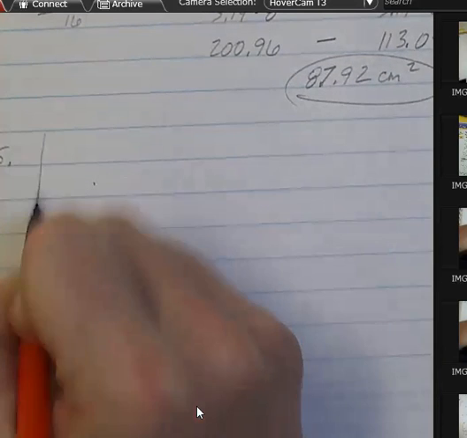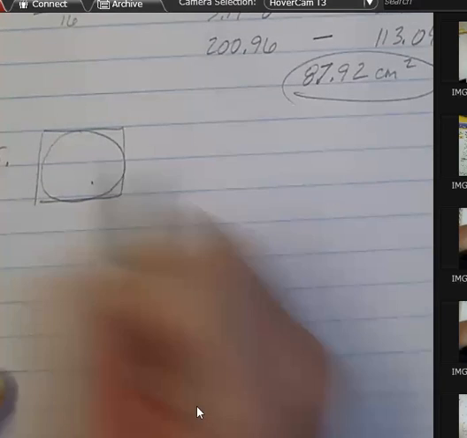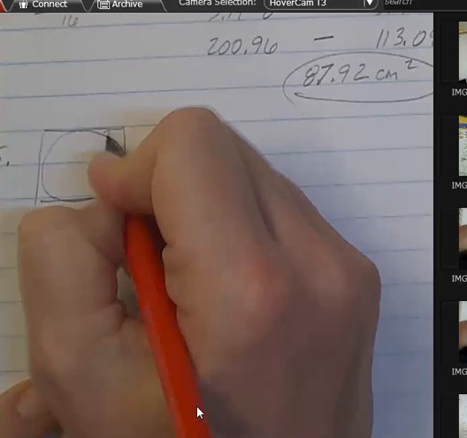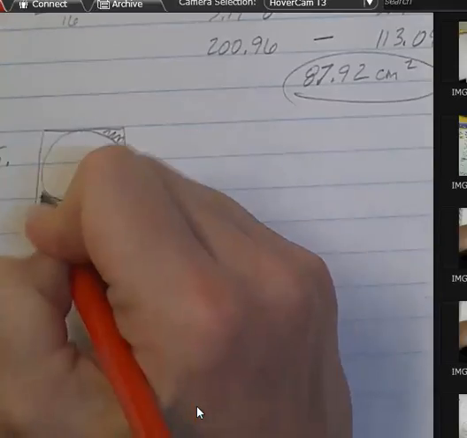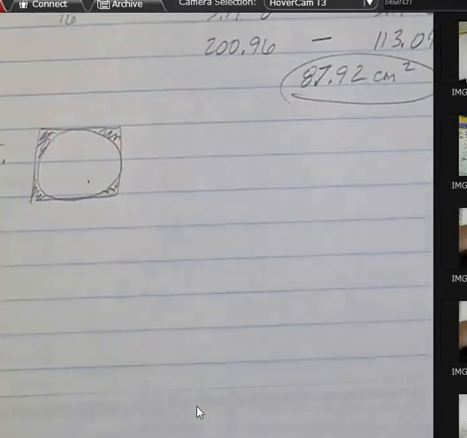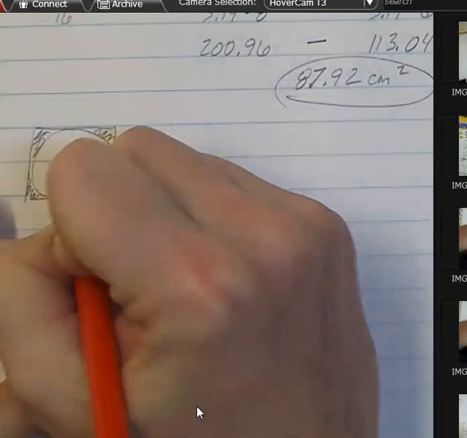Problem 35 has what two shapes? What two shapes do you see? I see a square and a circle. And again, I have this shaded part that's left over. What operation are we going to use if it's left over? Left over means what? Subtraction again.